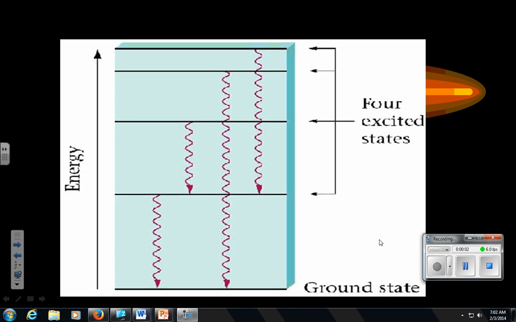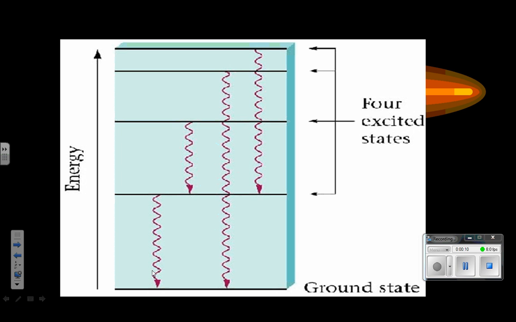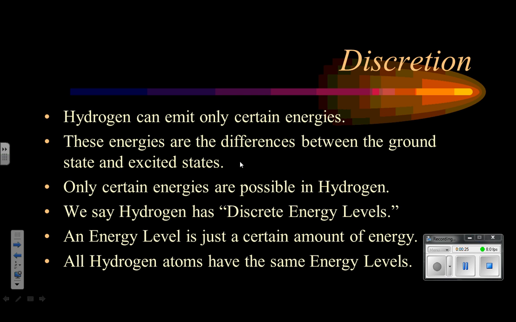This is part 2 on how we know about the structure of the hydrogen atom, or evidence about the structure of the hydrogen atom. This is where we left off with this diagram showing the ground state and 4 excited states that are possible for hydrogen. Each of these corresponds to a certain photon of energy that we see given off by hydrogen when it's excited. So let's look at the conclusions again.